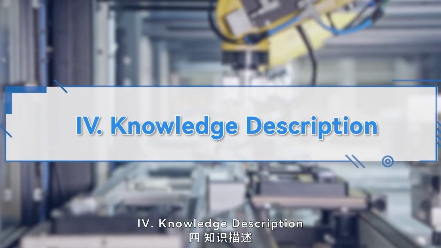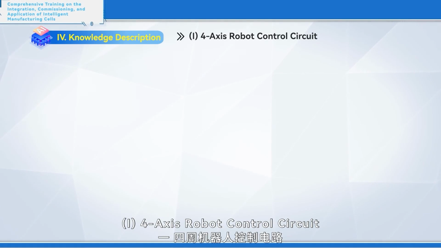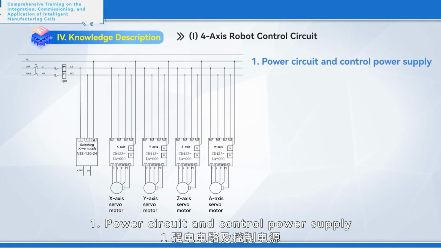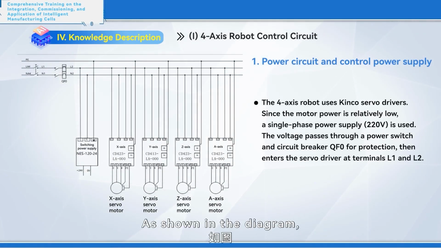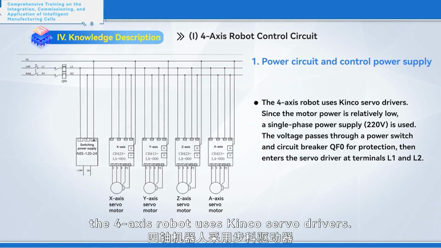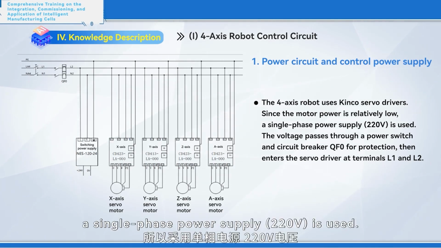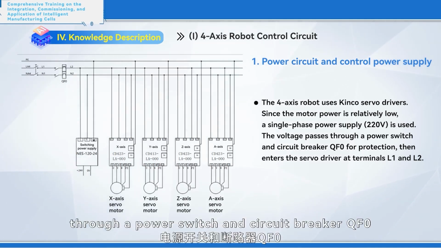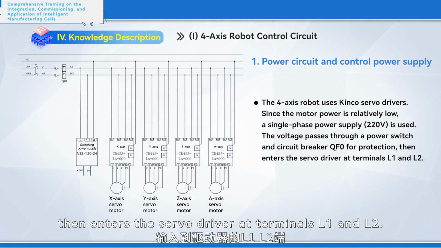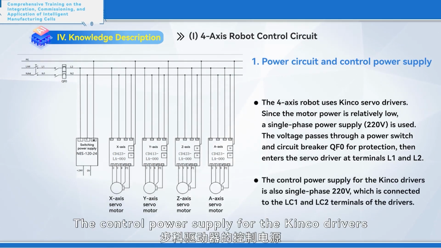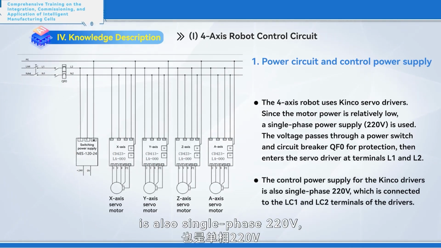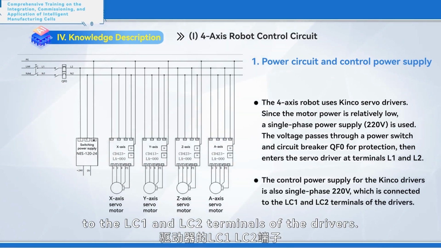4. Knowledge description. 1. 4-axis robot control circuit. 1. Power circuit and control power supply. As shown in the diagram, the 4-axis robot uses Kinko servo drivers. Since the motor power is relatively low, a single-phase power supply, 220 volts, is used. The voltage passes through a power switch and circuit breaker QF0 for protection, then enters the servo driver at terminals L1 and L2. The control power supply for the Kinko drivers is also single-phase, 220 volts, which is connected to the LC1 and LC2 terminals of the drivers.